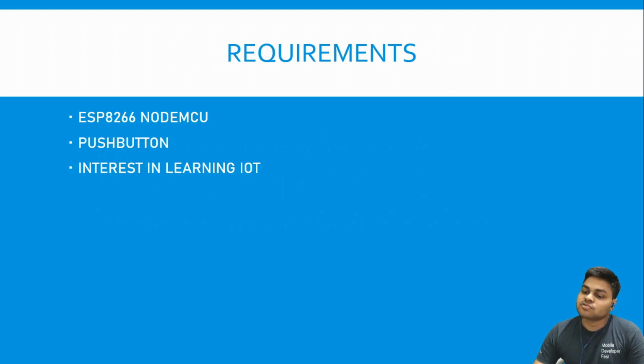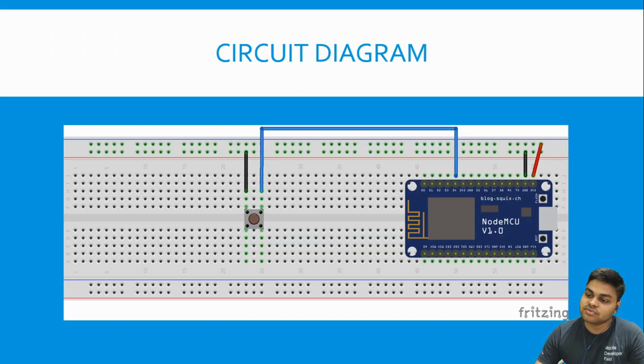So the requirements of this project are a Wi-Fi module, any Wi-Fi module. In this case I am using the ESP8266 NodeMCU, and the sketch will work on this Wi-Fi module. The second thing is a push button. Since we are creating this IoT button, we need a button. And the third one is the internet, which is the obvious one.